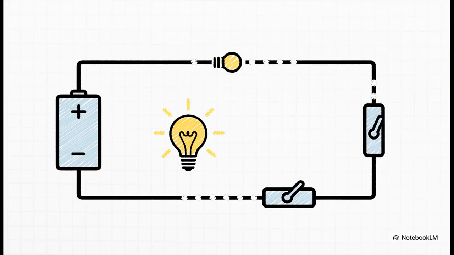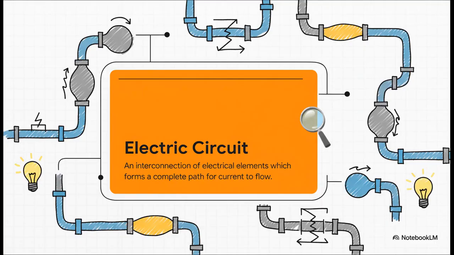You see, that connection is the key. When you flip that switch, all you're really doing is completing a pathway. You're closing a loop that lets electricity travel from its source, go do some work, like lighting up a bulb, and then travel all the way back again. And this special pathway, well, it has a name. It's called an electric circuit.